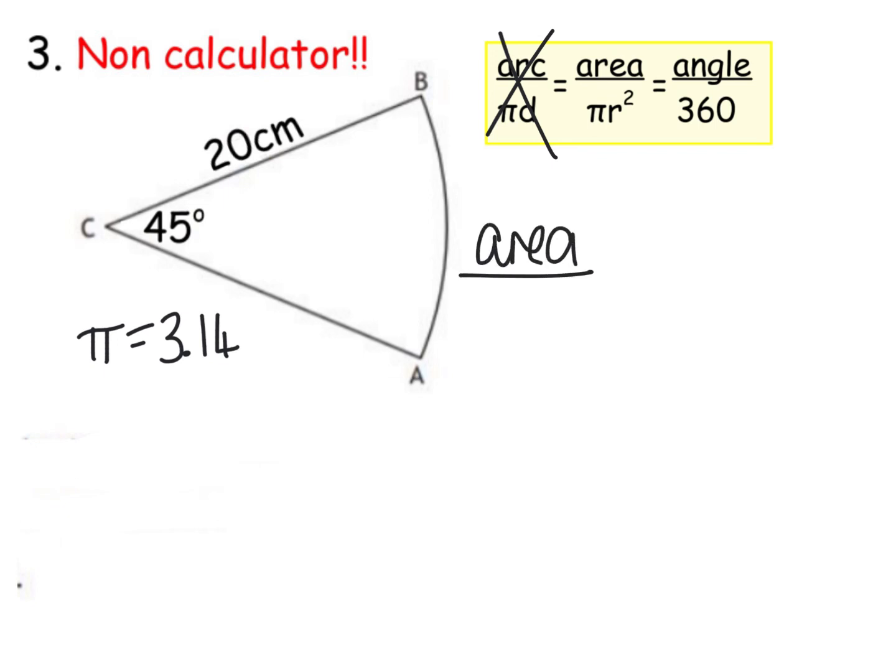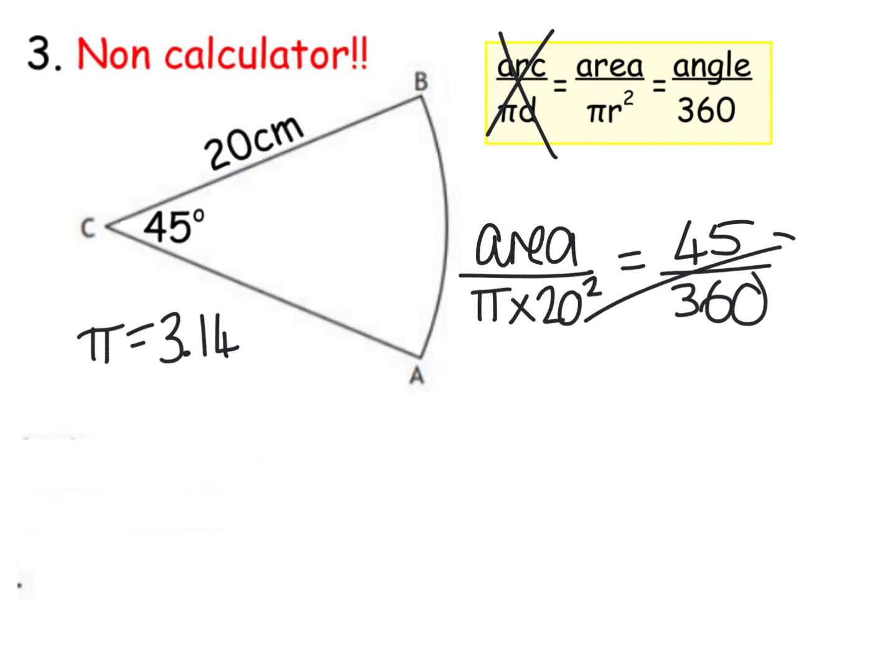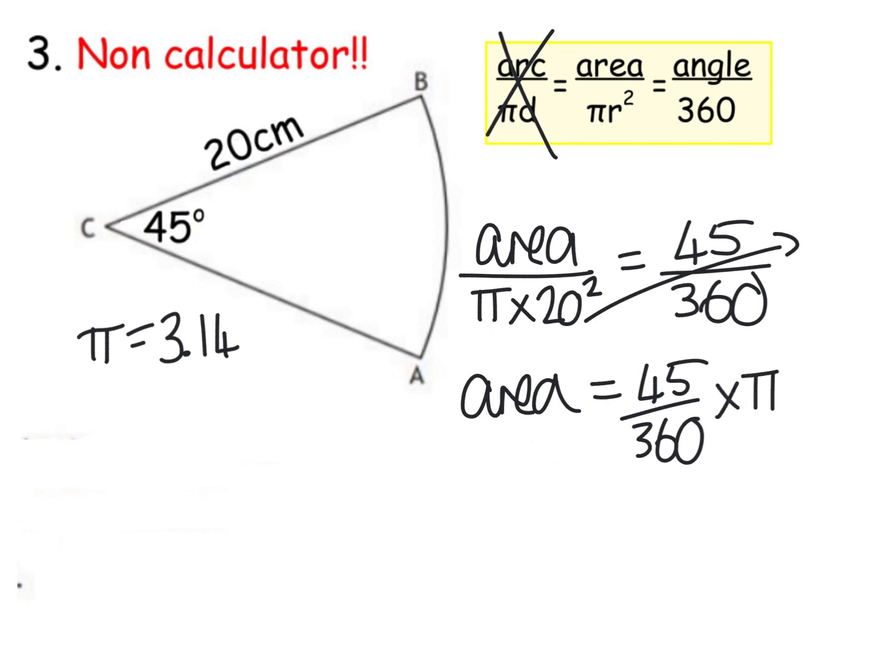So our radius is 20, so it's pi times 20 squared. Our angle is 45 over 360. You might want to simplify that fraction just now if you're happy doing that. I'm going to cross multiply first. So I have area equals 45 over 360 times pi times 20 squared.